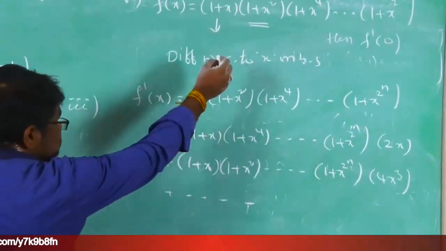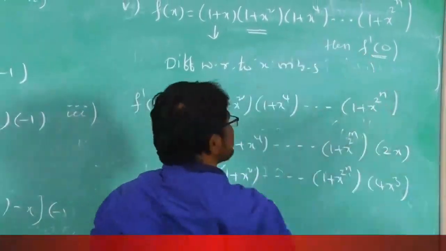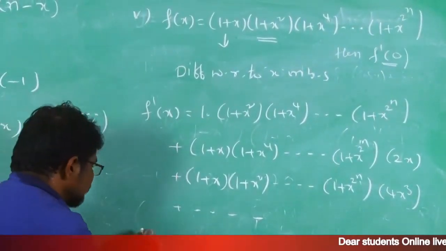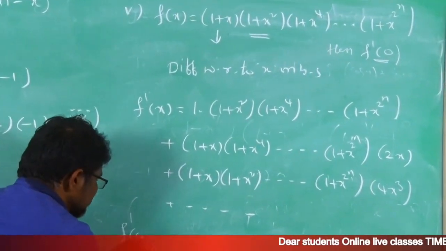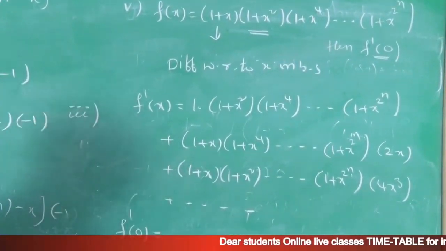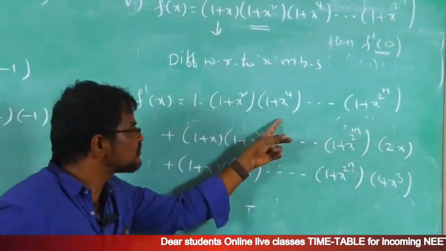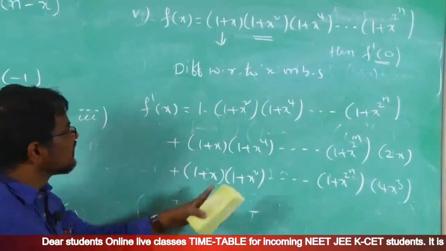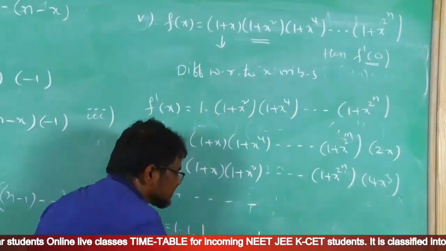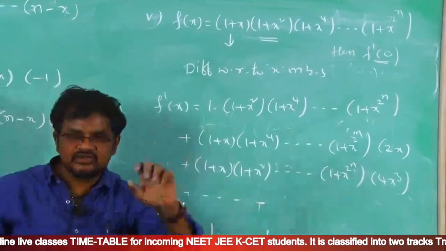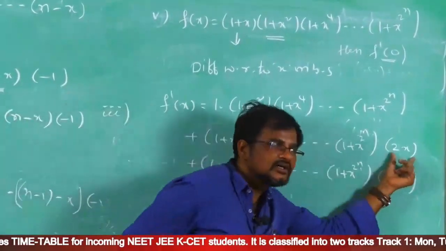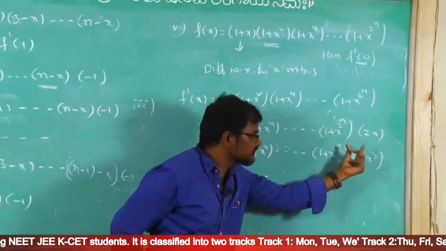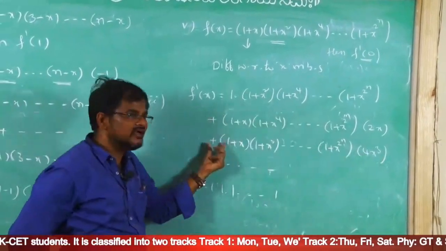Here we have to find f dash of 0, which means we have to put x equal to 0. So if you substitute x equal to 0 in this, what is going to happen? Tell me. Here 1 is there, here 1 is there, here 1, and so on. And all the remaining terms you observe, here it is 0. And 0 into a finite value is 0, here 0 you will get.